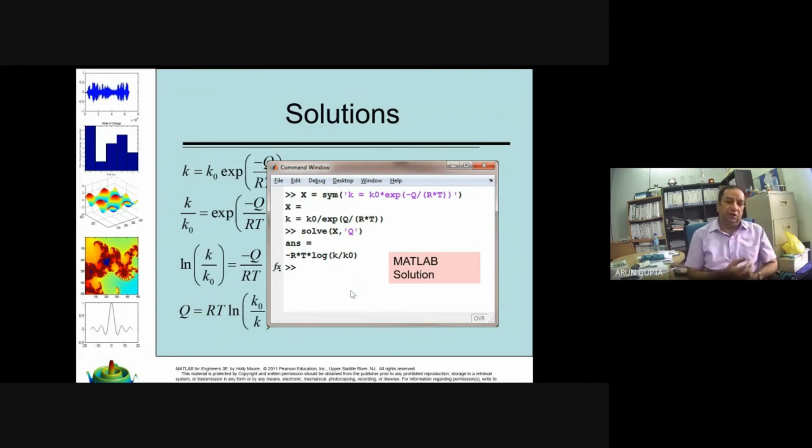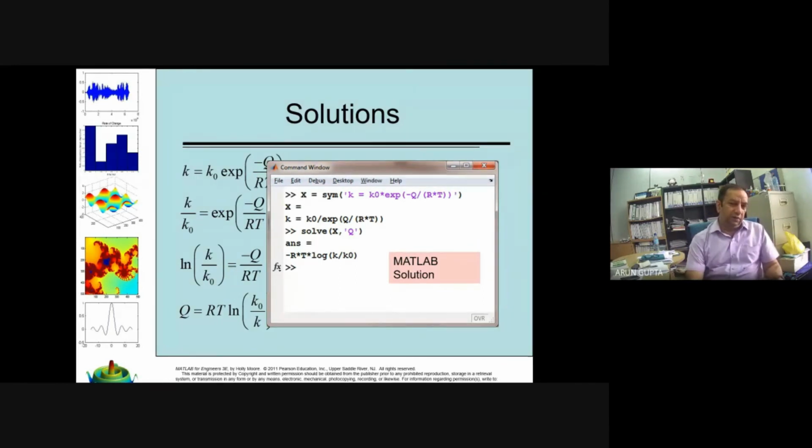Okay, so try this example. Overall, I think it's not that difficult. You just need to know 3 steps. First, you need to declare the equation: X is equal to sym, single quote, write down the equation. Then you write down solve X for Q. Then it will do it. There is one more step, substitute. Then you substitute the numbers and you will get the answer.